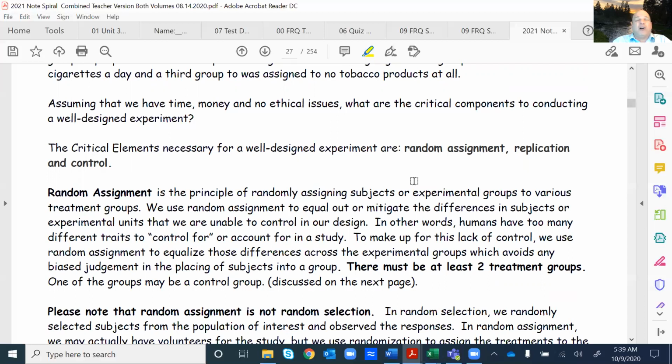So basically, when I talked earlier about flipping a coin for choosing dodgeball teams, that's the idea of random assignment. We know we can't equalize all the differences between people. Because we can't equalize those differences, we have to use randomization. We need at least two treatment groups. One may be a control group.